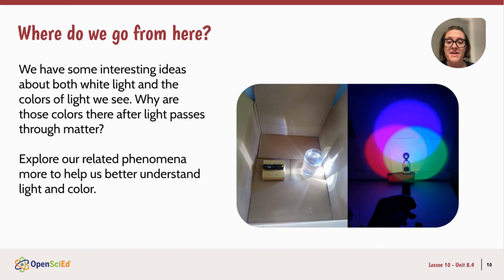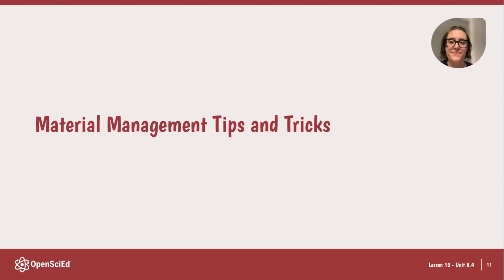So where do we go from here? We have really interesting ideas about white light and different colors that we can see in light. And we were wondering why there are different colors of light after it passes through matter. We want to see if we can go back to our related phenomenon and explore more of those changes in color to see if we can better understand what's going on.